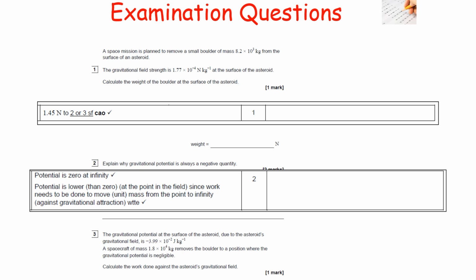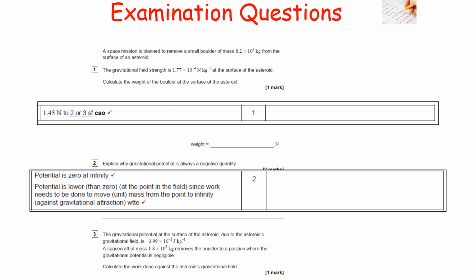So therefore, because we've got to put work into the object to get to zero, because we've got to put energy in to get the object out of the field, because gravity is always an attractive force, if we've got to put energy in to get to zero, the potential must be a negative value.